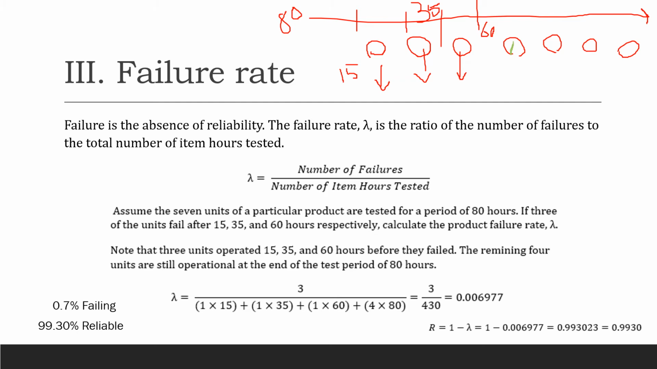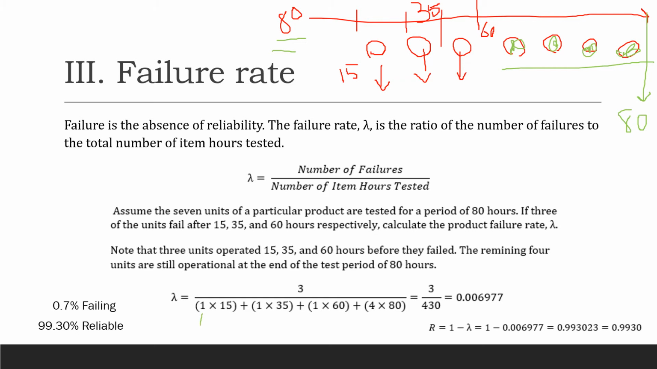Nothing failed in the remaining 4 components, running until the end of tested hour 80. These components are still running, but they will fail at the end of the 80 hours, because at the finalized tested period, they all failed. Okay? So 15, 35, 60, and the rest of them are times 80.